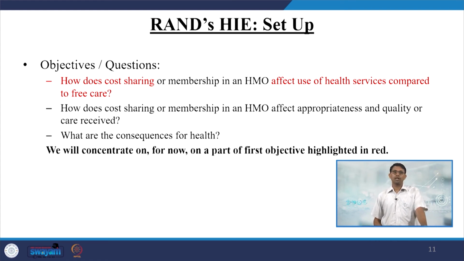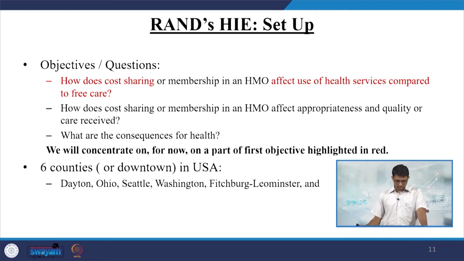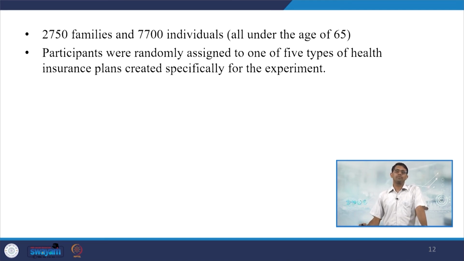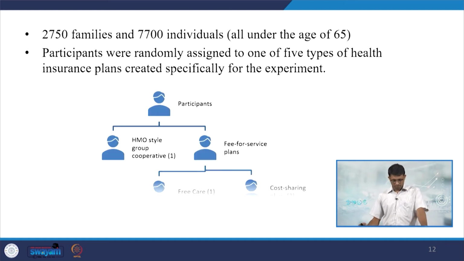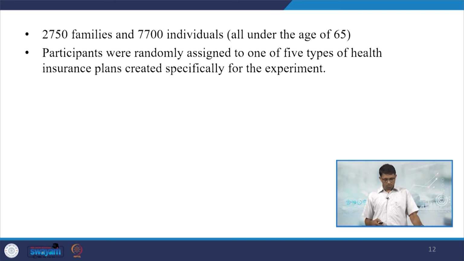We will concentrate from now on a part of first objective highlighted in red. With that example, we have cited 6 counties at the downtown of USA. They are Dayton, Ohio, Seattle, Washington, Pittsburgh, Leominster, and Franklin. So, the time period as referred in their calculation is 1974 to 1982. 2,750 families and 7,700 individuals are considered with the age group of under 65. Participants were randomly assigned to one of 5 types of health insurance plans created specifically for the experiment. Now, since we have said this is a randomized experiment from the RAND Corporation.